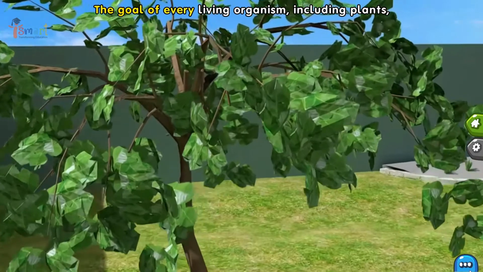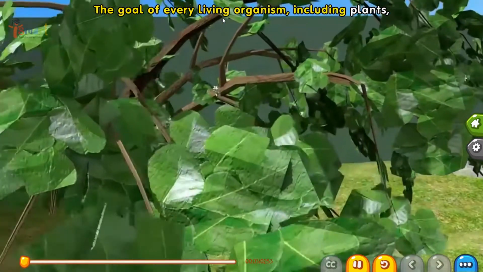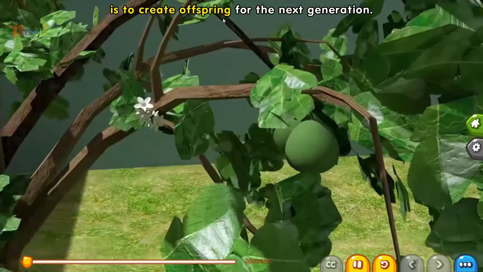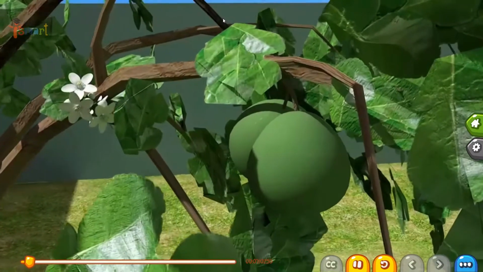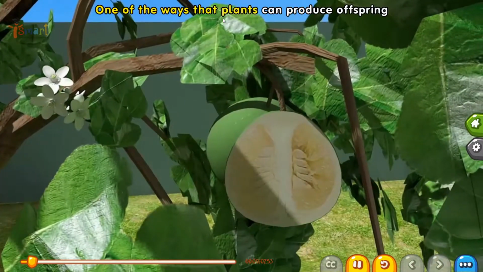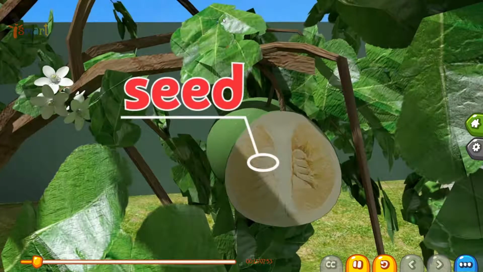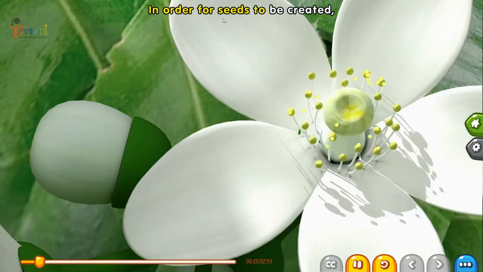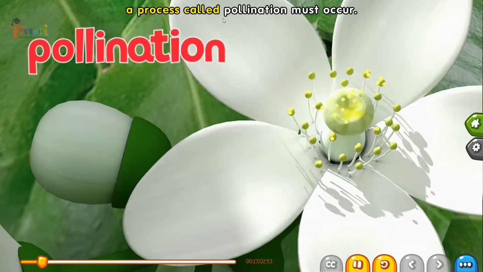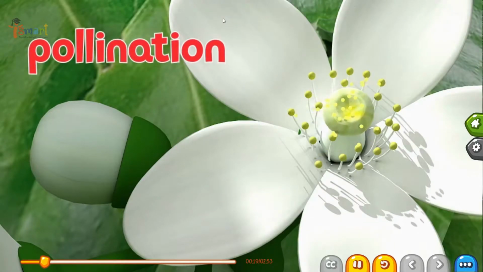The goal of every living organism, including plants, is to create offspring for the next generation. One of the ways that plants can produce offspring is by producing seeds. In order for seeds to be created, a process called pollination must occur.